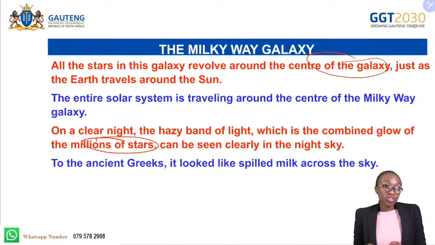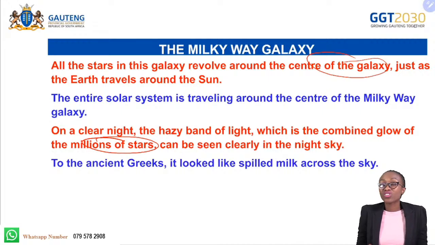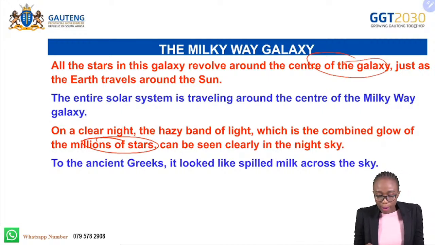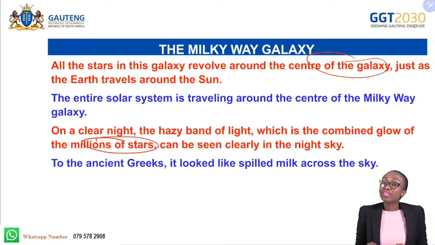The ancient Greeks thought that it looked like spilled milk across the sky, and they were actually referring to the band of light, which is the glow of millions of stars. So the ancient Greeks thought it resembled spilled milk.